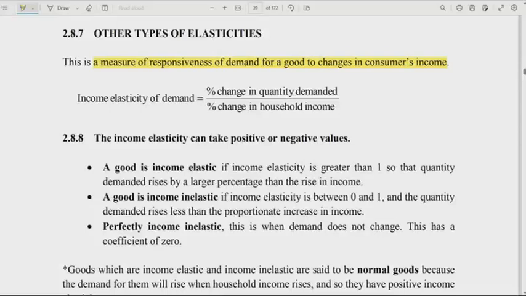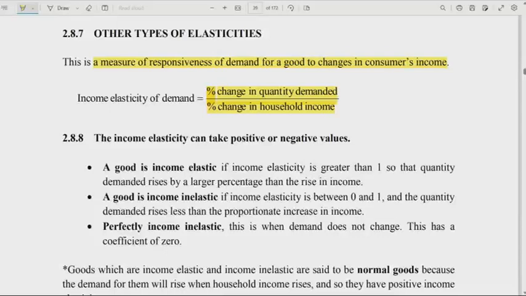So when it comes to this type of elasticity, that's income elasticity of demand, we'll look at the percentage change in the quantity demanded over what? Over the percentage change in the household income, right? So basically, that's it. We'll apply the same formulas that we looked at previously, like the arc and the point, where we look at the changes.